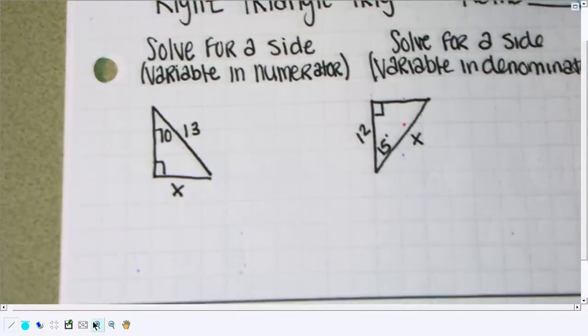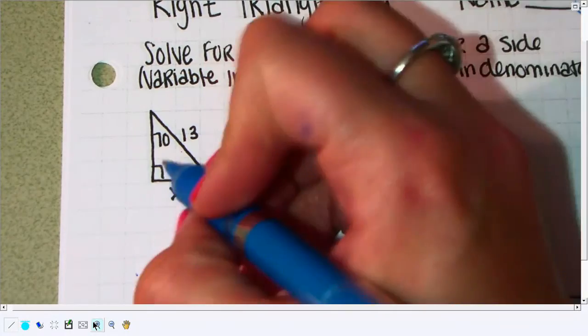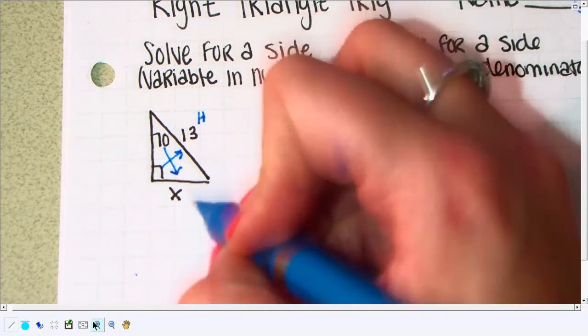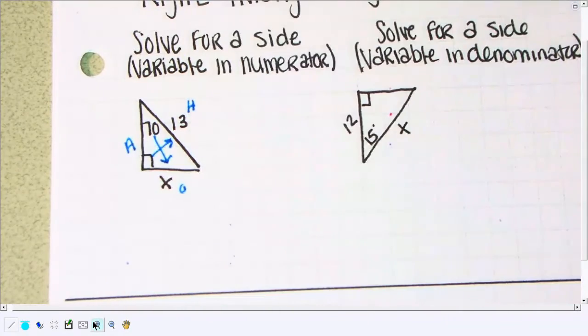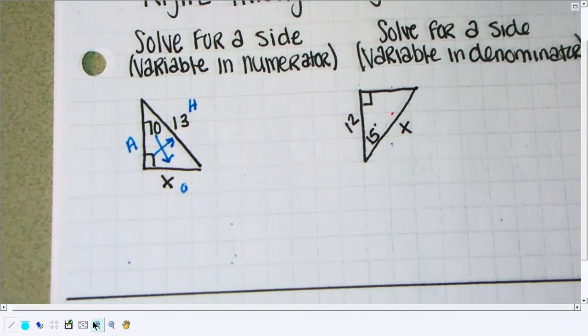So solve for a side. Variable is in the numerator. So the first thing we're going to do is label. Across the 90 is H. Across the 70 is O. By default, this is A. So whenever you do SOHCAHTOA, you should always make sure to label in the order H-O-A.